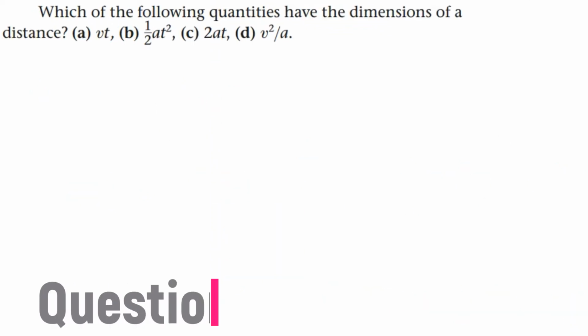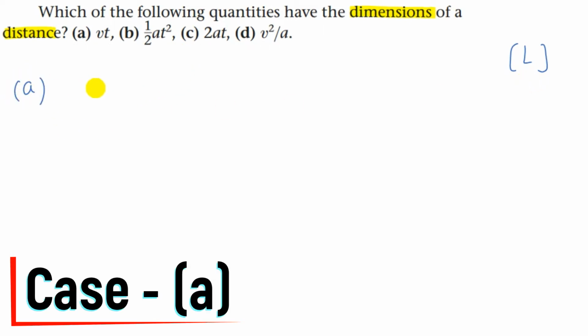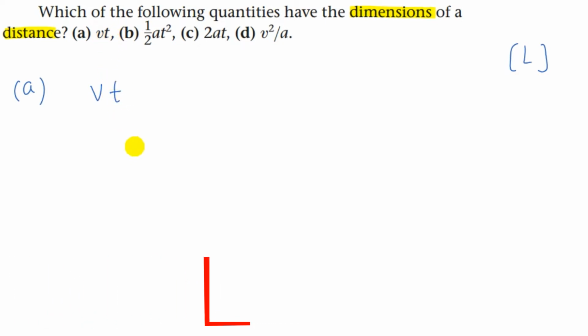So this is our next question on dimensional analysis, and this question asks which of the following quantities have the dimensions of a distance. Now we know that the dimension for distance is L. Now let us see which of these four quantities have the dimension of distance. The first one is v times t. Now v is velocity, t is time. So the dimension for velocity is length over time times t. Now t is time, that is dimension t. So this t and t will cancel out and we'll get L.